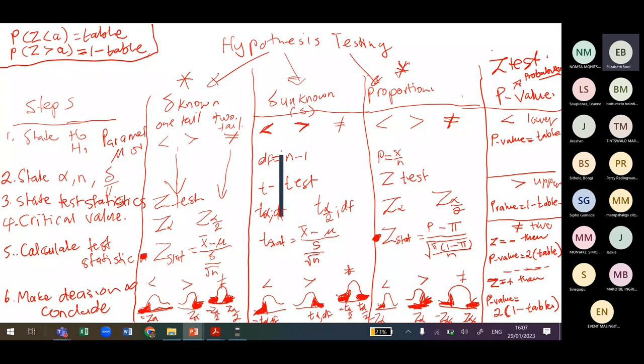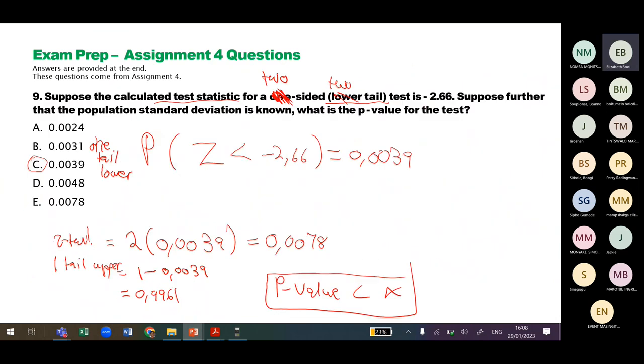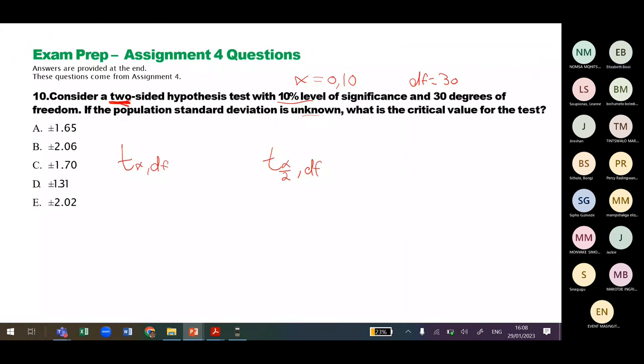For a one tail, we use this. For a two tail, we use this. So my question is the same. Since it's a two-sided test, therefore it means it was a not equal. Which one are we using? The first one or the second one?